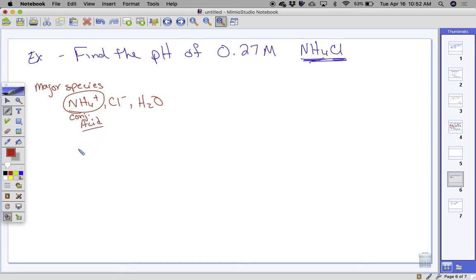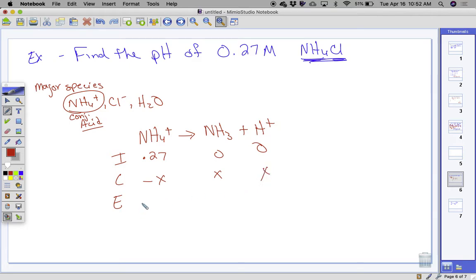So how do I write the dissociation of that? NH4 plus goes to NH3 plus H plus. It's functioning as an acid, so it has to lose an H in your reaction. This is an ICE table thing. What's the concentration of the NH4 plus? 0.27, 0, 0. It's going to shift right. So minus x, plus x, plus x, giving 0.27 minus x, x, x.